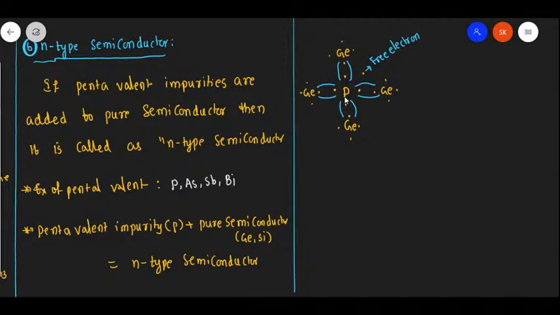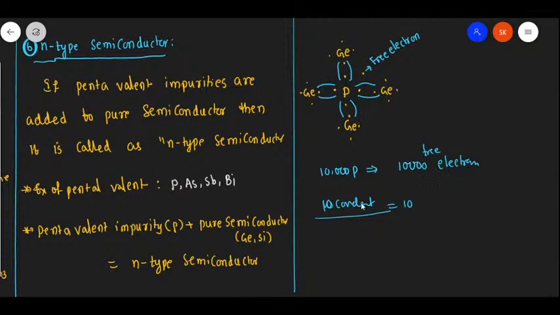For example, we are adding 10,000 phosphorus atoms. If you add 10,000 phosphorus atoms, then 10,000 free electrons generate. For example, 10 covalent bonds also break. How do 10 covalent bonds break? Due to thermal energy. The free electrons are generated just due to the impurity. Like this, 10,000 phosphorus atoms you added, and 10,000 free electrons were generated.